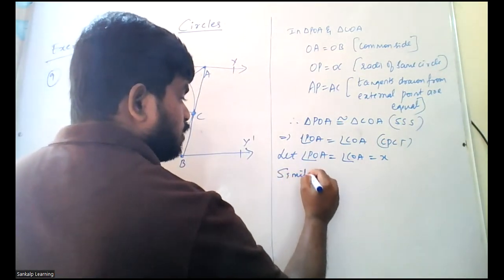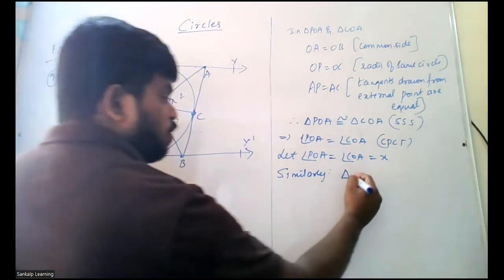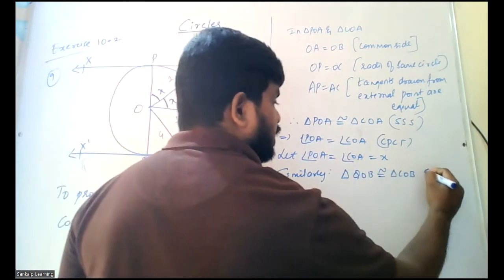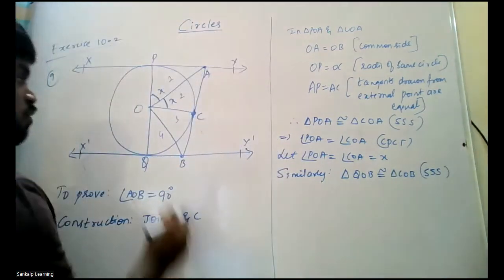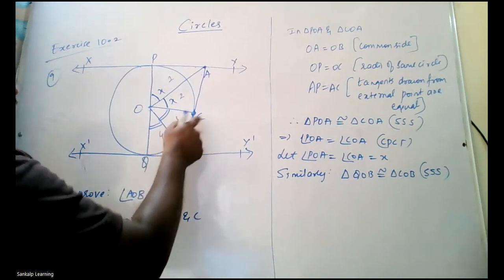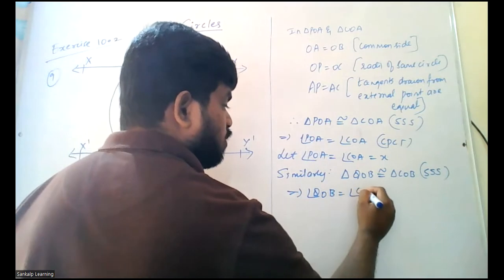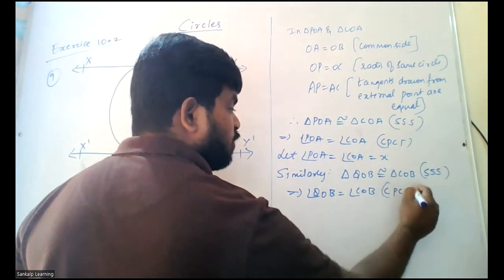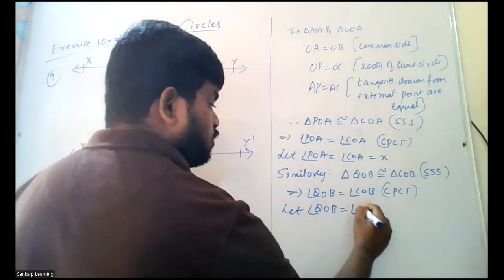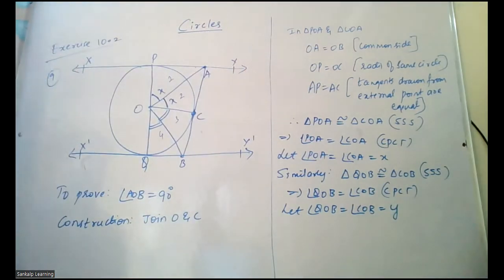Similarly, I can show 3 and 4 are congruent. Triangle QOB is congruent to triangle COB using SSS. Therefore, from CPCT, you get these 2 angles are equal. That is, COB and QOB are equal. Implies QOB is equal to COB, CPCT exactly the same way. Let me take this as Y. Let QOB is equal to COB equal to Y. Okay. Now, PQ is a diameter, right?